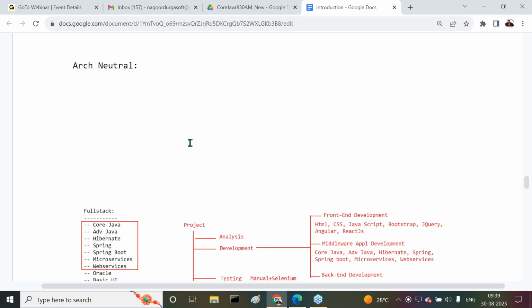Sir, I'm coming from a mechanical background. Am I eligible for the software industry or not? Is it possible for me to get a software job or not? Straightforward information: in any company, computer science students are very, very few, only about 15%. The remaining 85% are from non-computer science. Everybody remember this. Don't have any doubt.